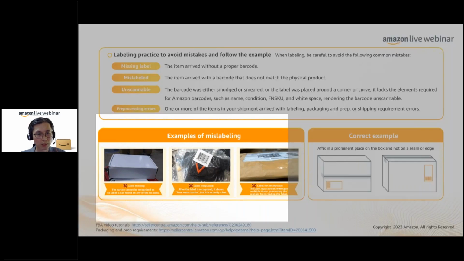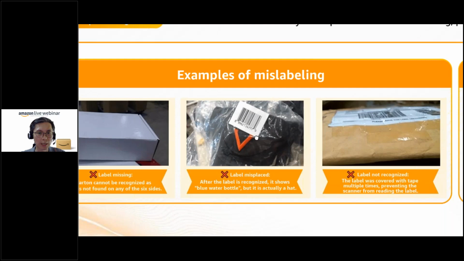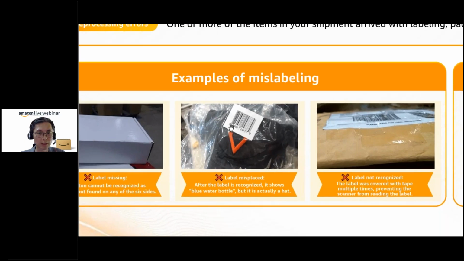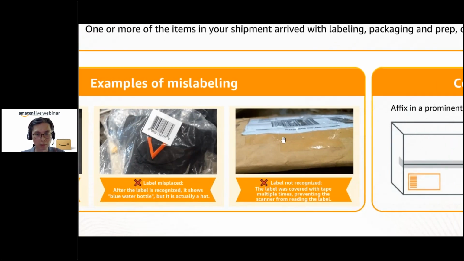So I also want to zoom in on these mislabeling examples. Do not follow these examples, right? The second image is a mislabel, so when it's scanned, it might say it's a water bottle, but the product is actually a hat. This is wrong labeling and it will cause delay as well. The third one is also very common, somehow it's done in a very manual way and you stick a lot of scotch tape on it and then it gets crumpled or overlaps, etc.